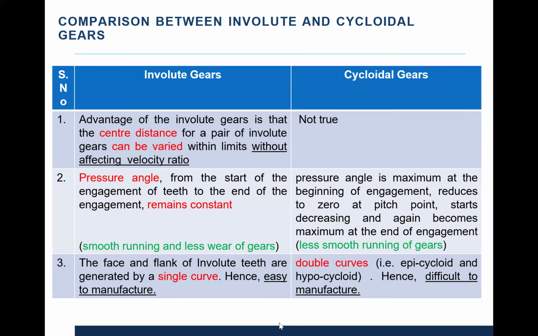Next, in involute gear, the face and flank of involute teeth are generated by a single curve. It has straight curvature. That's why we can say that the face and flank for this arrangement we can develop with the help of a single curve. Whereas in cycloidal curve, we have epicycloid and hypocycloid types. So it is difficult to manufacture because it has double curves. Okay. So based on the nature of that tooth profile, we need to develop these cycloidal gears.